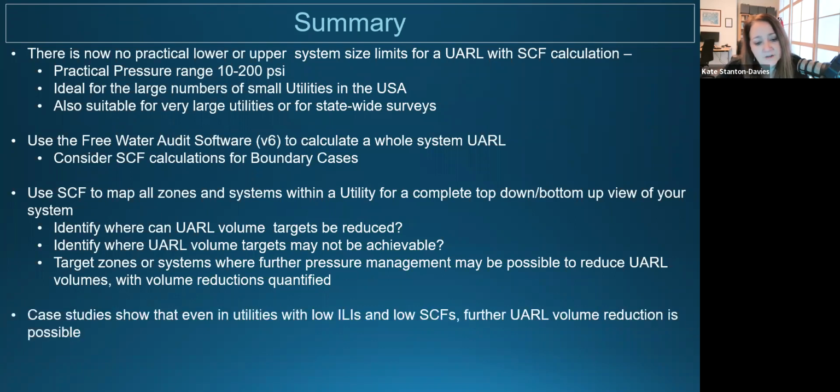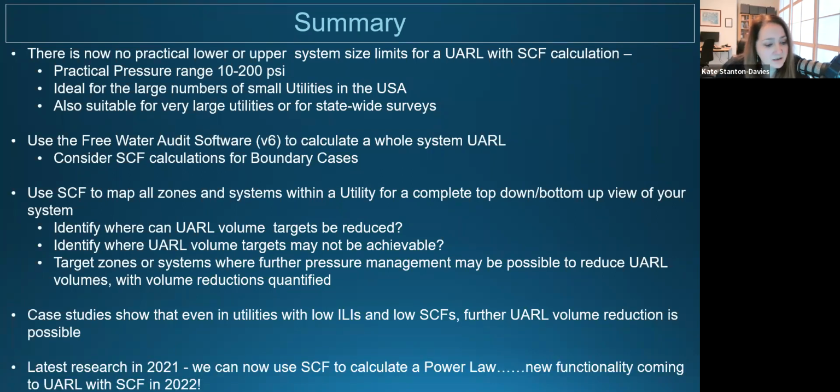And these case studies have shown that even in utilities with low ILIs, like Sydney Water, like Malta, and even when you do calculations and see that some of the DMAs and zones have got low SCFs, further UARL volume reduction is possible, even with low SCFs and low ILIs.